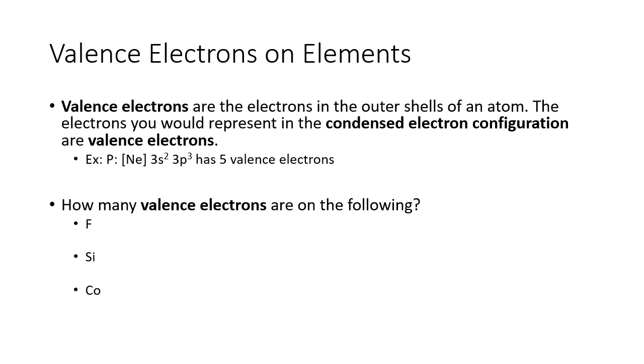Take a moment and figure out how many valence electrons are on the following elements. Fluorine has 7, from 2s2 to 2p5. Silicon has 4, and argon has 8.